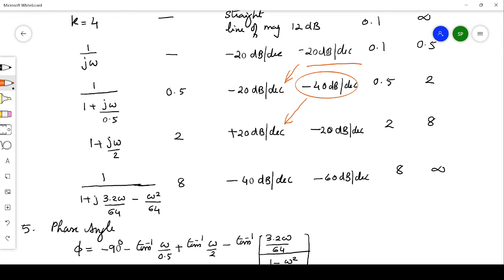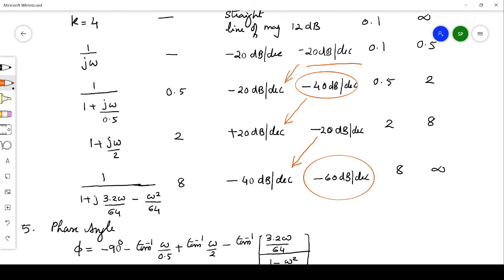Now what is our resultant slope till the previous factor? We have minus 20 dB per decade. So this minus 20 dB per decade gets added to this minus 40 dB per decade, and we will get minus 60 dB per decade as our new slope. This is the resultant slope, and where is it starting? It is starting at corner frequency 8.